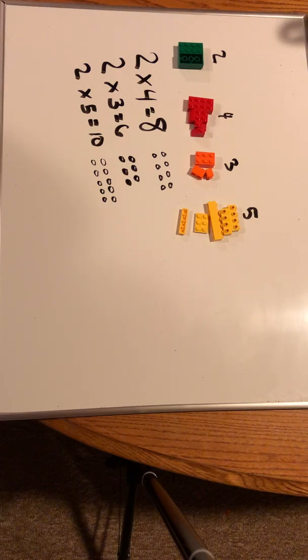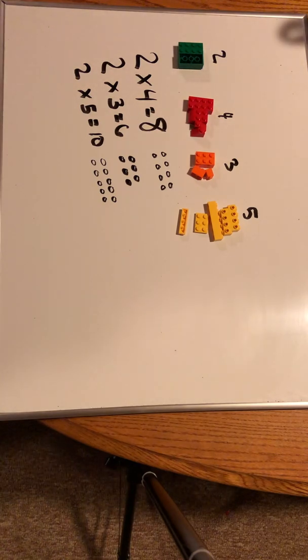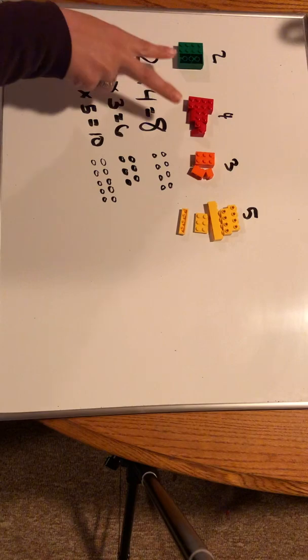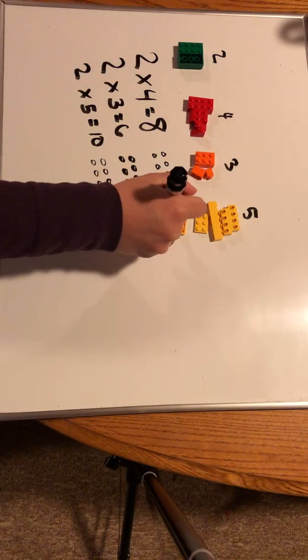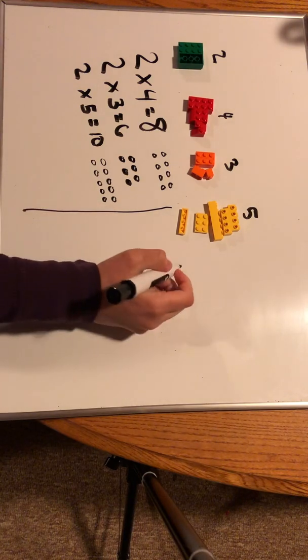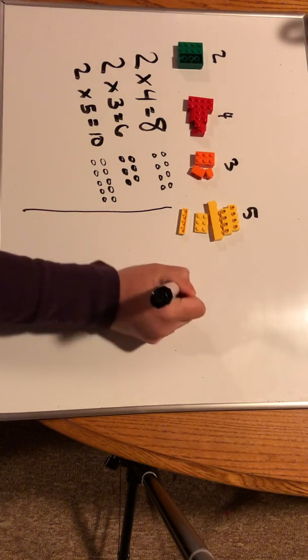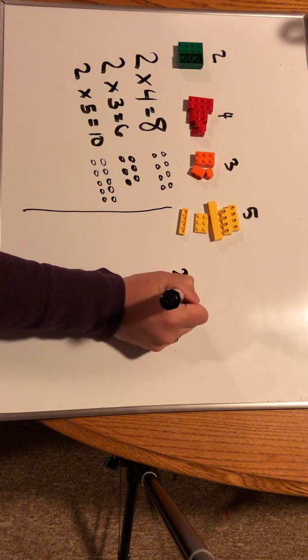Then, as a little challenge, I would like you to try to write the fact families for the numbers that you have. So for example, I'm going to stick with 2 and 4. Over here I'll do some fact families for the factors 2 and 4.